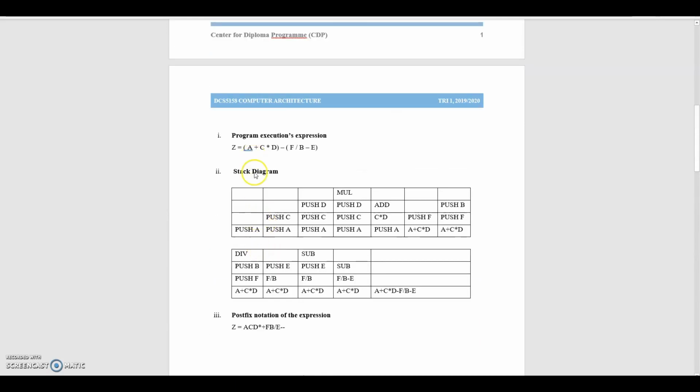Why? First, we will push A and then push C and then push D. We keep pushing upwards, and then we will do the multiplication first, as in BODMAS, multiplication is more prioritized. After we multiply C and D, we get C times D. And then we add another execution instruction. We will add A and C times D.